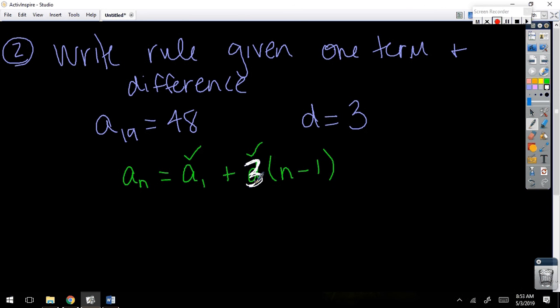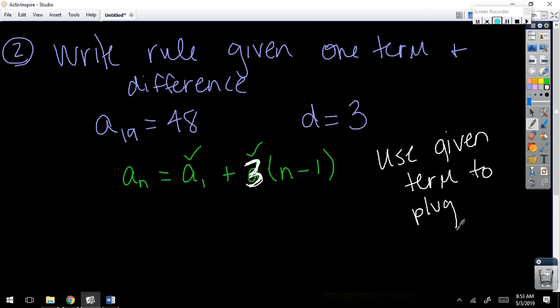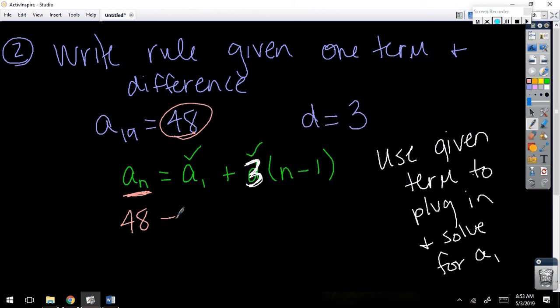So now I'm going to use the term given to plug in and solve for the first term. Well, understand what this is saying. This is saying that a sub n, so 48, equals first term plus 3 times, what would n be when it's 48?